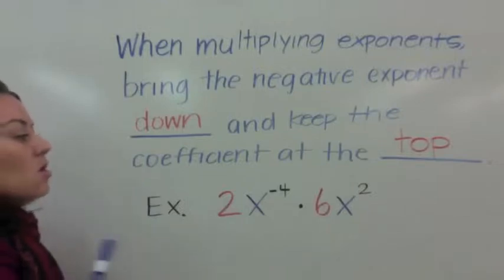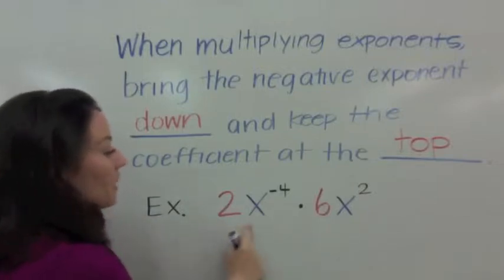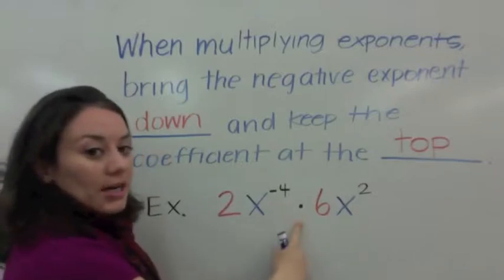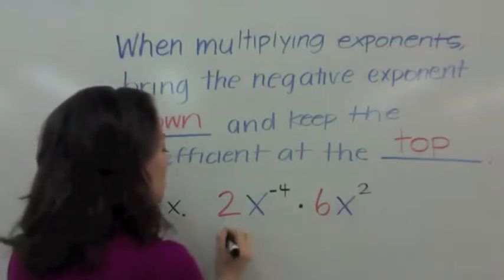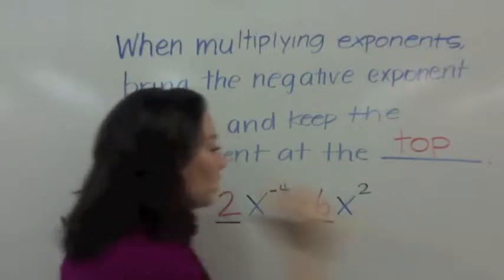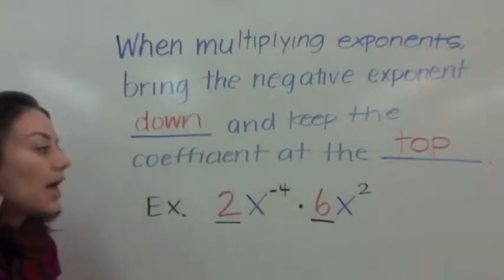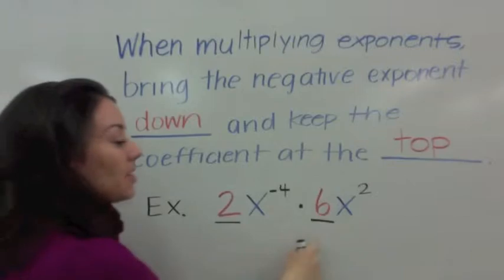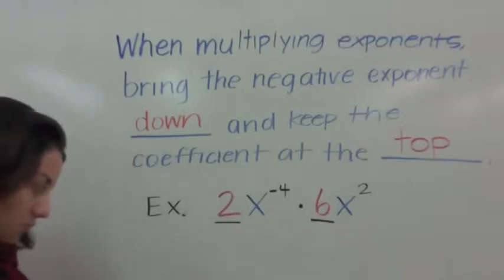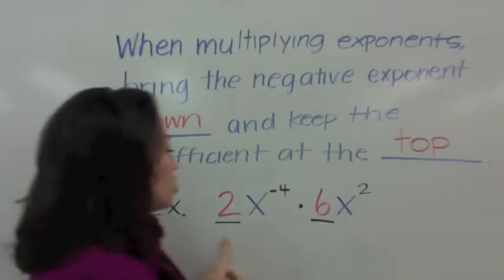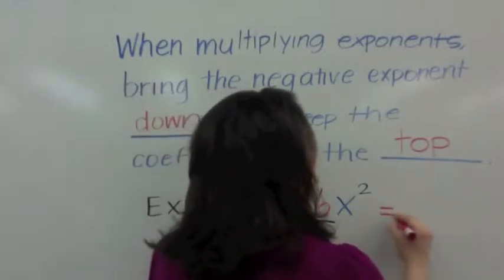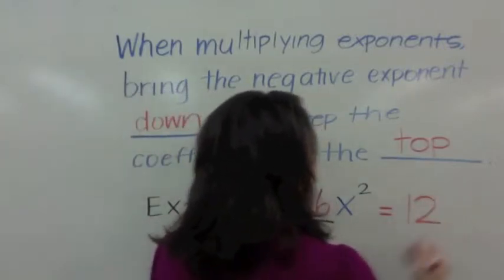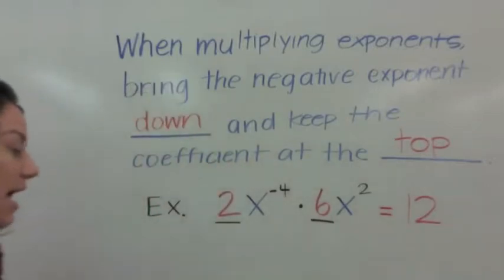When you have 2x to the power of negative 4 times 6x to the power of 2, the first thing you have to do is multiply the coefficients. The coefficients are the red numbers. So what is 2 times 6? 2 times 6 is 12. Very good. Now we're going to add the exponents.